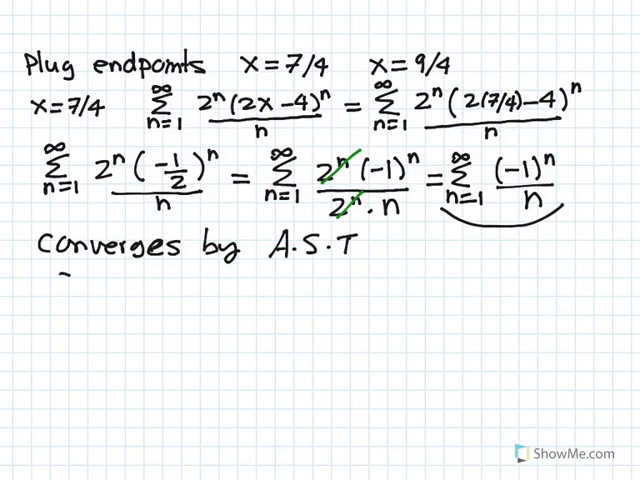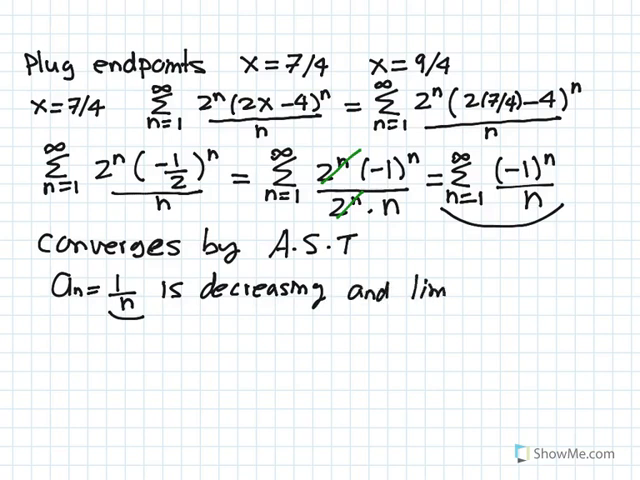Let's prove that. The general term a sub n is equal to 1 over n, which is decreasing. It's clearly decreasing because the denominator is n, which increases as n goes to infinity. So we have 1, a constant, divided by a large number. The ratio is decreasing. So 1 over n is decreasing. And also the limit as n approaches infinity of a sub n is equal to the limit as n approaches infinity of 1 over n, which is equal to 0. And these are the two conditions for the alternating series test.